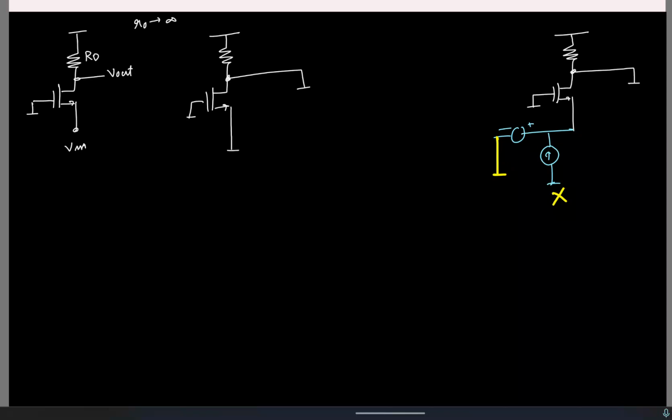Again, I have two noise sources, one due to the resistor, one due to the MOSFET. I'll write it directly now. I'll have two current sources like this. What do you think the output current will be? Sum of the two. It's similar to what we saw before. So my S_Iout(f) will be the same as before: 4kTγgm plus 4kT/R.